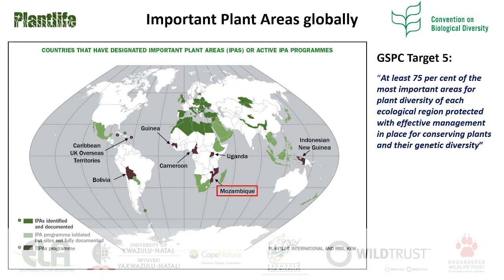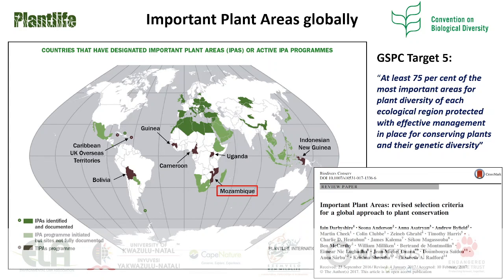In the initial phase of this work, 7 countries or regions were selected, highlighted here in brown, with Mozambique selected as a priority because of the urgent need to understand and protect its plant diversity. The IPA criteria were originally designed primarily from a European perspective. And so through a global consultation, together with Plantlife International, the IPA criteria were modified in this 2017 paper, so that they better reflect the challenges facing plant diversity studies and conservation issues globally.